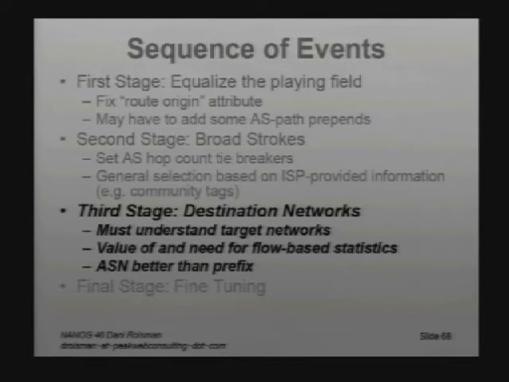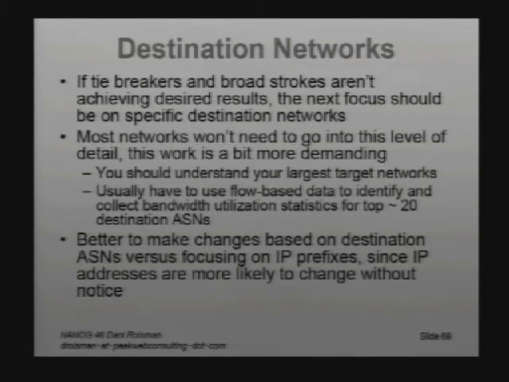If that's not enough for you, if the second stage is not enough for you, you're going to have to go into a third stage. You're going to have to make some decisions based on specific destination networks. So most networks don't have to go into this level of detail. Like I showed you an example of a 10 gig network. We didn't actually have to go this far. Which is good, because this work is a little bit more demanding.